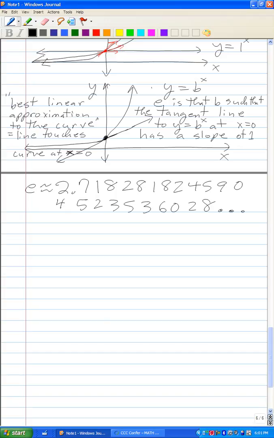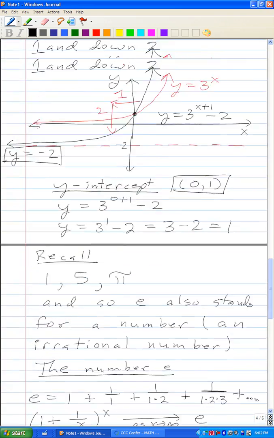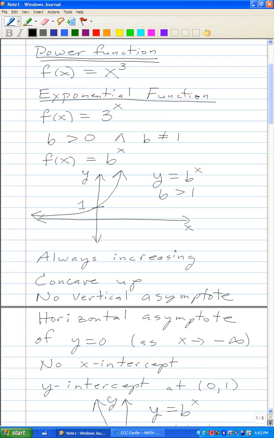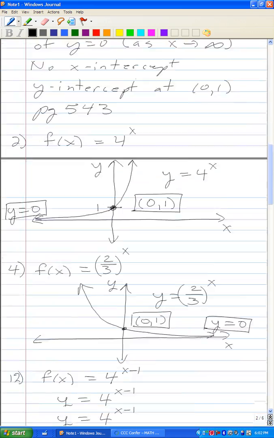Obviously it does not end and doesn't end with any sort of pattern or anything. Okay, so just notice that it's some positive number and it's some positive number greater than 1. So it means that the graph of it will look like this because e is greater than 1. So it looks something like that.